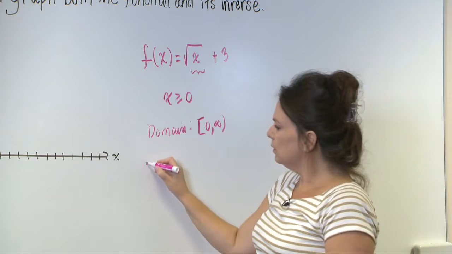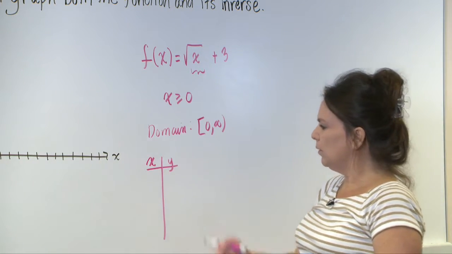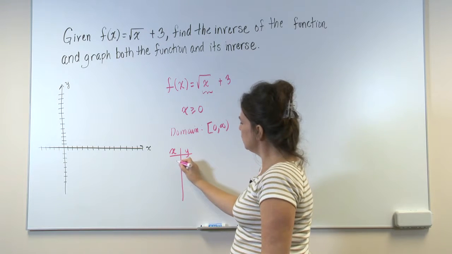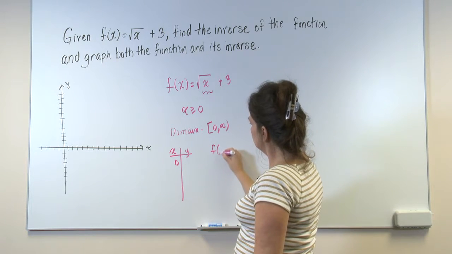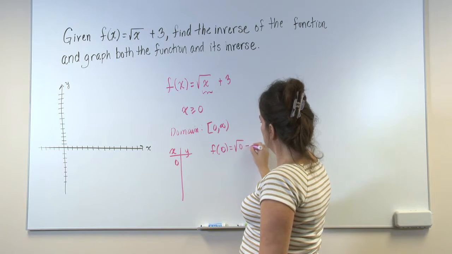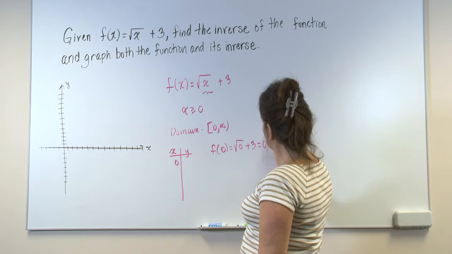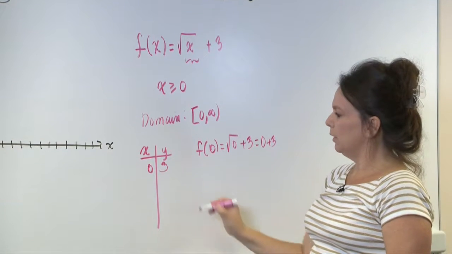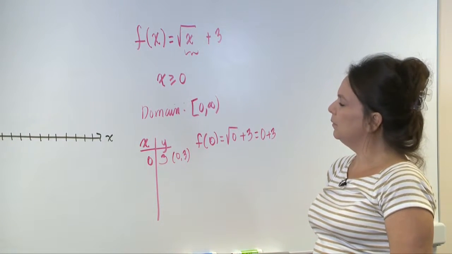So if I selected some values to plug into the function and found the corresponding f of x or y value, I'm going to start with 0. And I'll do the function evaluation here. So f of 0 is equal to the square root of 0 plus 3. The square root of 0 is 0 plus 3, which gives us a result of 3. And our first ordered pair is 0, 3.